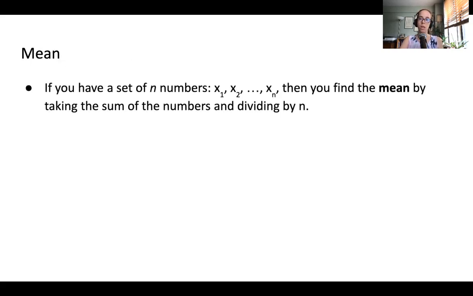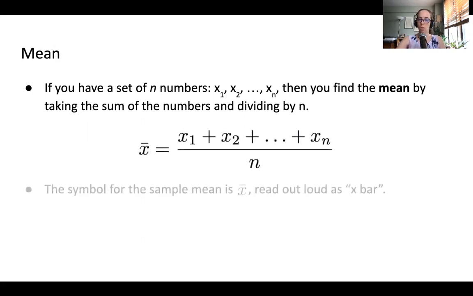The mean is found by taking the set of numbers you have. Suppose you have n numbers called x1, x2, up to xn. Then to find the mean, you are going to take the sum of these numbers and divide by the number of numbers. We call the number of numbers n. The formula written out looks like this. We call that symbol at the beginning x bar, and that is the symbol for the sample mean. So this symbol right here is x bar. Again, it's read out loud as x bar, and it's the symbol for the sample mean.